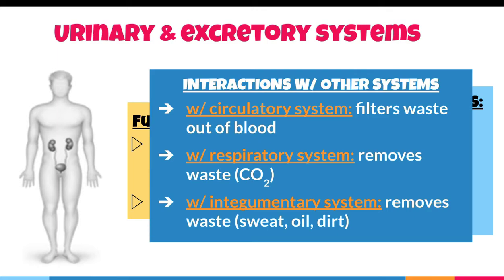These systems interact with the circulatory system to filter out blood waste. They work with the respiratory system to get rid of waste like CO2. It works with the integumentary system to get rid of waste. So we might sweat it out, or it might be oil coming out of our pores, or dirt coming out in the form of maybe even a blackhead.